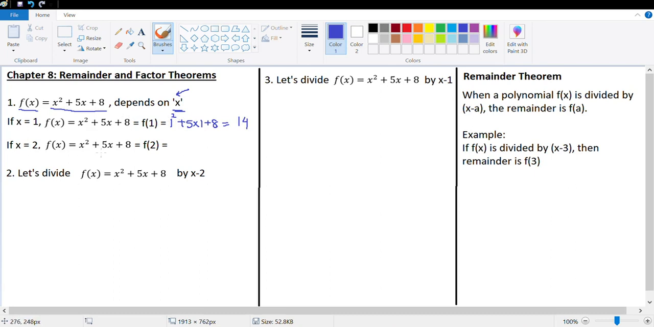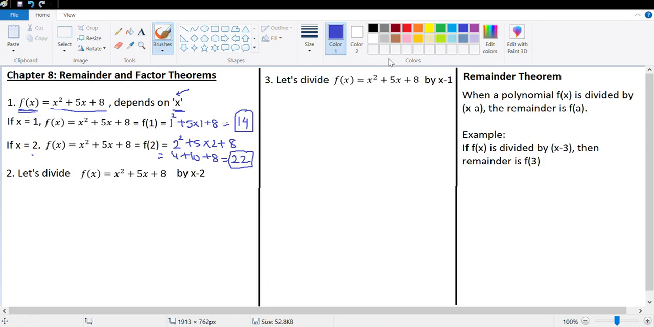Now let's look at the value of this polynomial, or the function of x, when the value of x is 2. So if the value of x is 2, then this is 2 squared plus 5 into 2 plus 8. That's 4 plus 10 plus 8, which is 22. So you notice that the value of this polynomial changes depending on the value of x. Obviously, that's why this is read as function of x. It depends on x. Good.